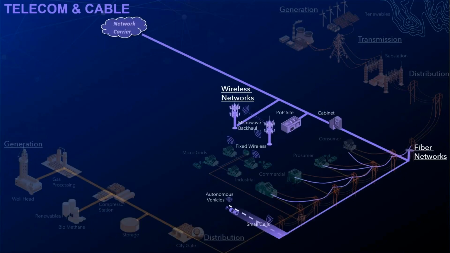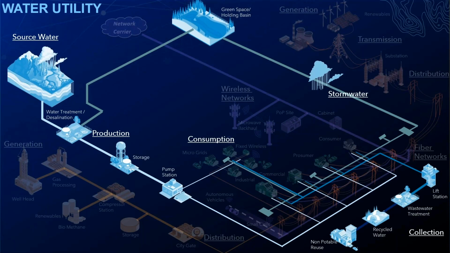Now we bring in the telecom and cable network, and this is from the network carrier into the wireless, and you can see here the fiber network, which is overlaid onto the existing electric network infrastructure. There is a relationship between the infrastructure of the fiber and the electric network. And you can also see that we've got some of the advancing technologies such as autonomous vehicles with small cell rollouts of 5G.